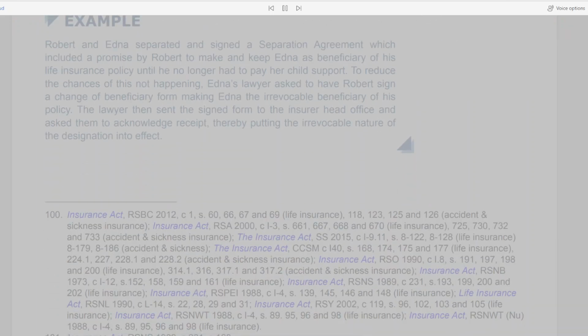Example: Robert and Edna separated and signed a separation agreement, which included a promise by Robert to make and keep Edna as beneficiary of his life insurance policy until he no longer had to pay her child support. To reduce the chances of this not happening, Edna's lawyer asked to have Robert sign a change of beneficiary form making Edna the irrevocable beneficiary of his policy. The lawyer then sent the signed form to the insurer head office and asked them to acknowledge receipt, thereby putting the irrevocable nature of the designation into effect.